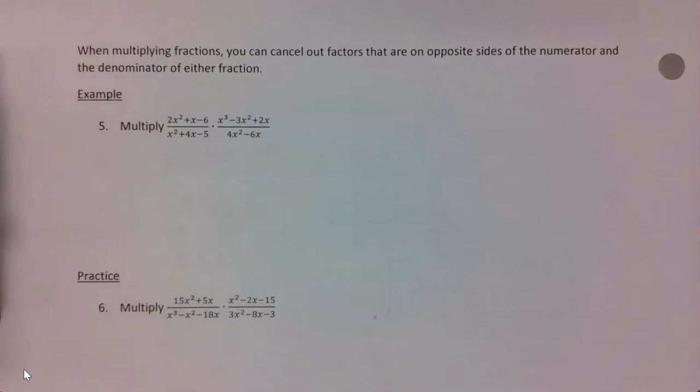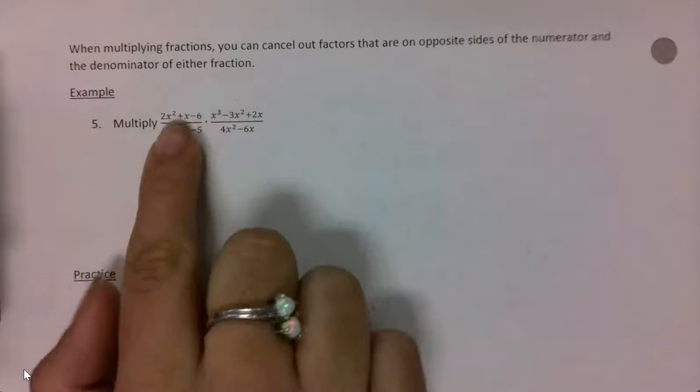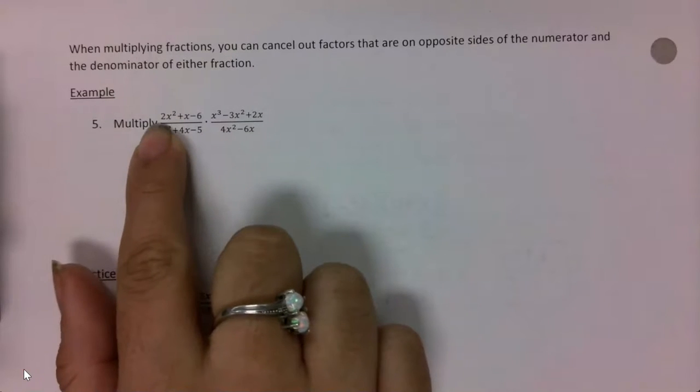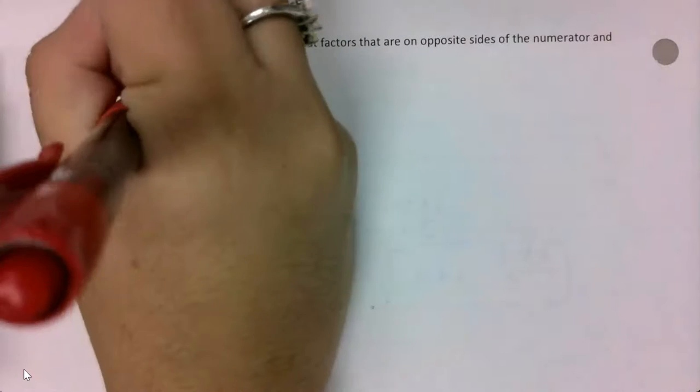So what I want to do when I'm multiplying two fractions is factor each of the fractions first before multiplying. If I take a look at my first numerator on number 5, I see I have a number in front of my x squared term, and I can't divide everything out by 2. So I'm going to want to use the AC method here.